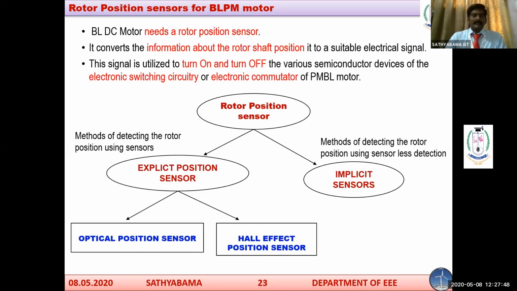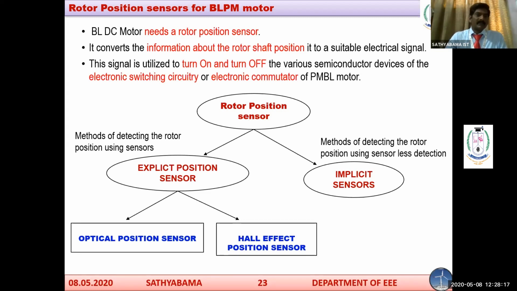As we discussed earlier, the rotor position sensor is required in the case of a PMBL DC motor. The rotor position sensor gives the information about the shaft position, that is, the rotor shaft position. It provides a suitable electrical signal to the switches to be turned on or turned off for the various semiconductor devices. There are two types of rotor position sensing.